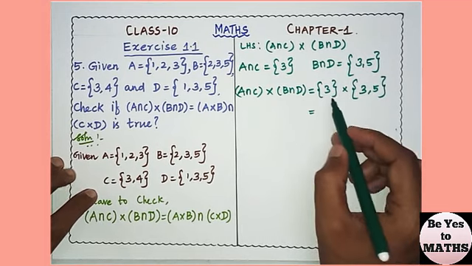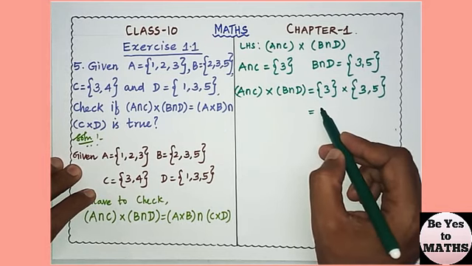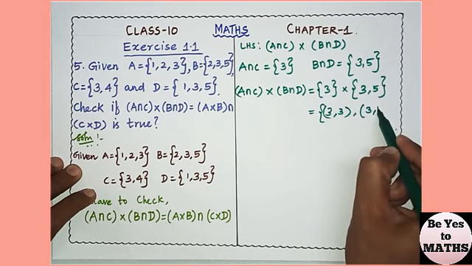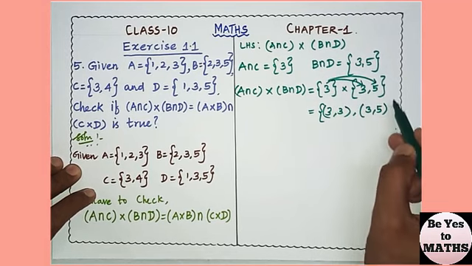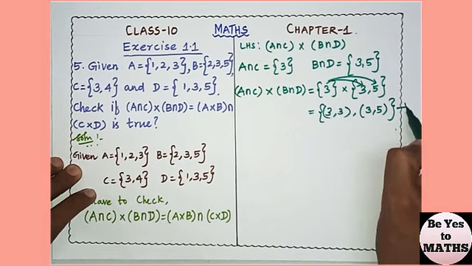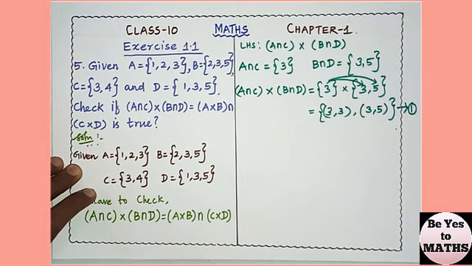Here we have 3, so pair it with the other elements in the other set. So (3, 3), (3, 5). Like this, (3, 3), (3, 5). Left hand side is over. Take this as equation number 1. Now we'll go for the right side.